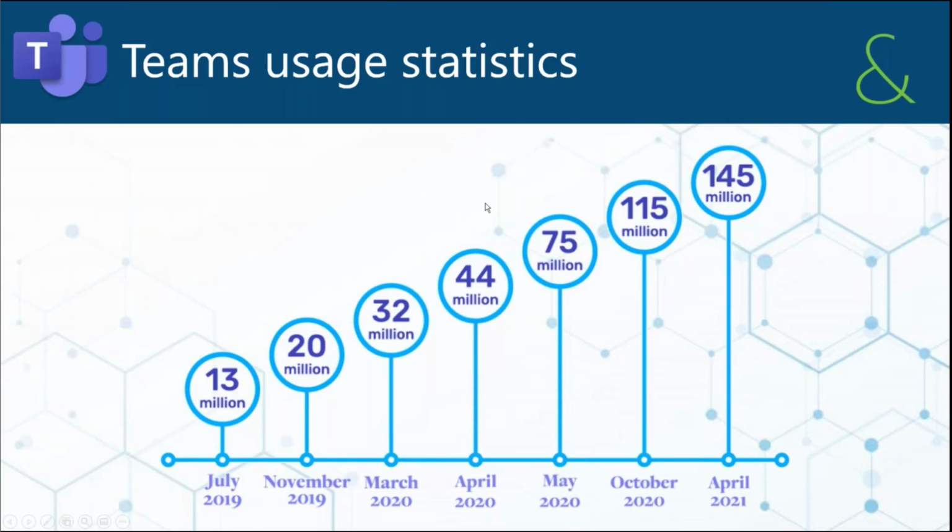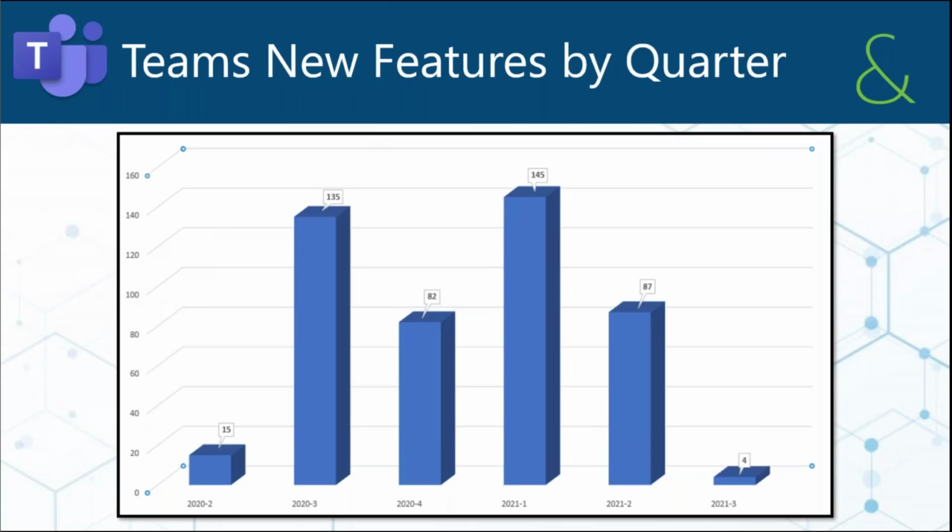Organizations using Teams, when they launched in 2017, it was 50,000. Now it's 500,000. And then 91 of the Fortune 100 companies are using Teams.